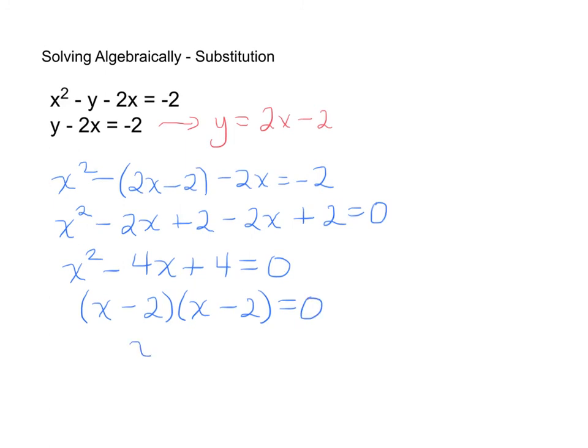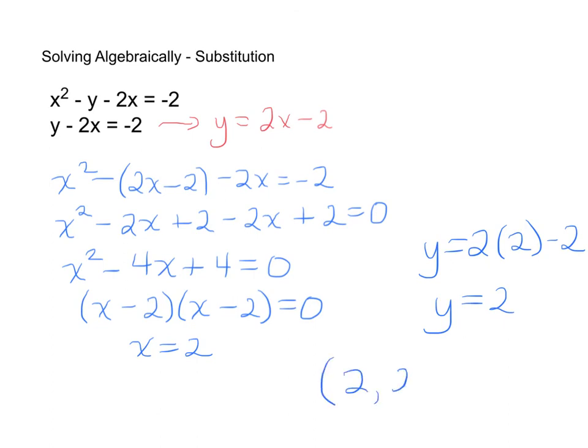So from this we can say x equals 2. This only has one solution. We can find the y value from up here. And we'll go y equals 2 times 2 minus 2. And y equals 2. This had a crazy amount of 2's. But your ordered pair, your solution is 2, 2. There it is.